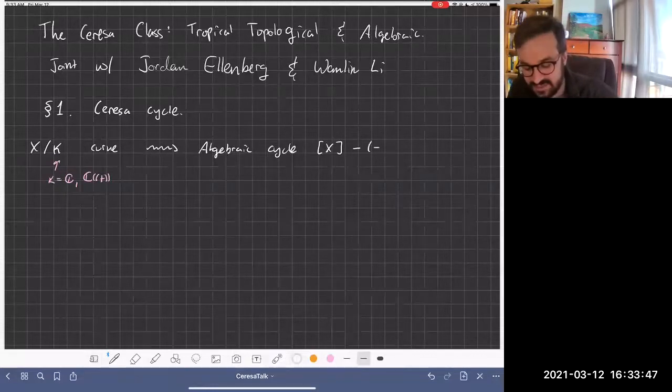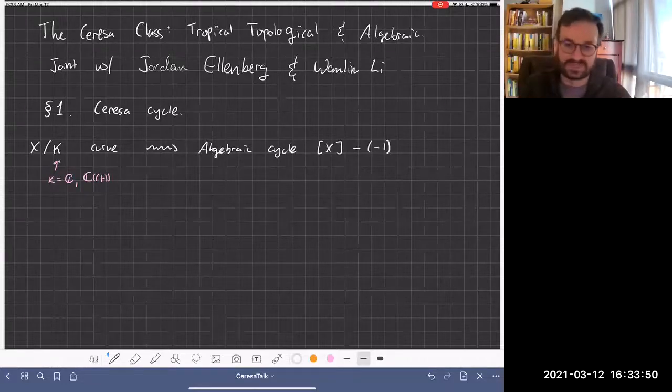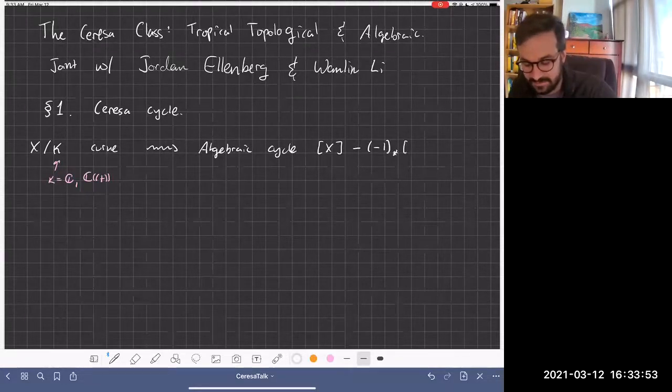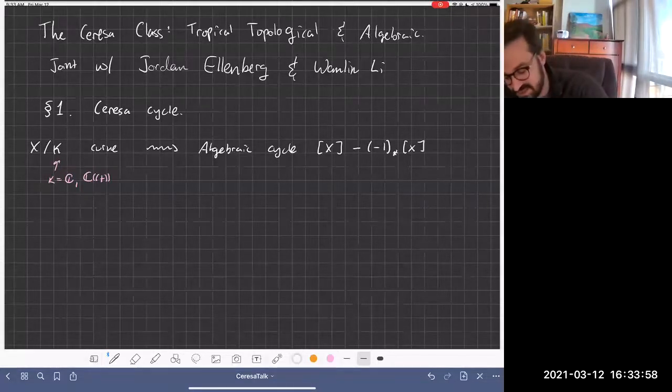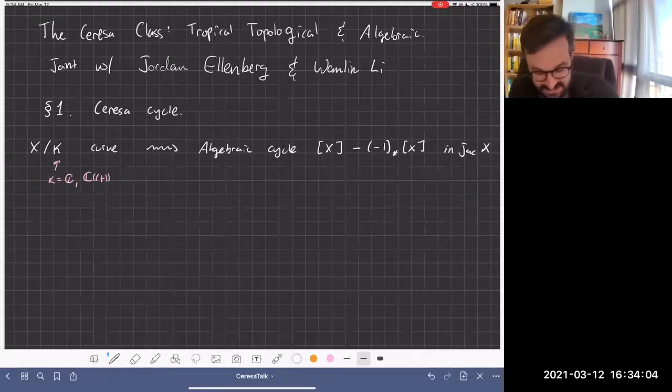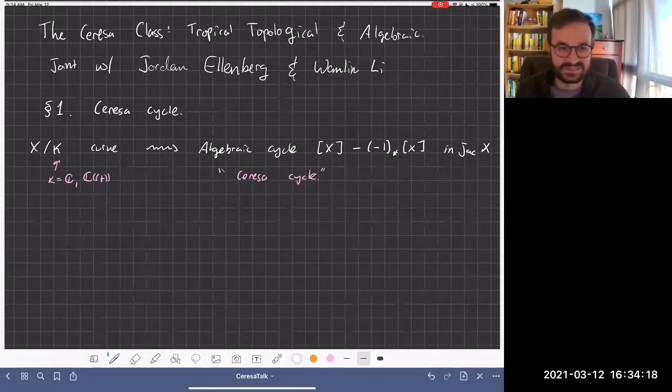Then inside the Jacobian, the Jacobian's a group, so you can act by -1. You can do that to your algebraic cycle. So this is some algebraic cycle in the Jacobian of X, and this is the thing called the Ceresa cycle. Okay, so why is this cycle interesting? Well, it turns out that the Ceresa cycle is homologically trivial.